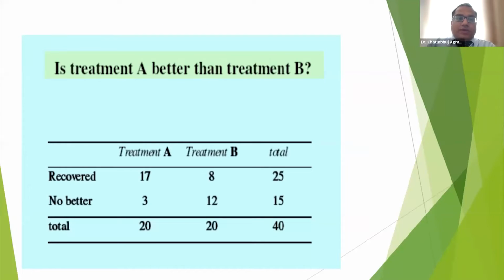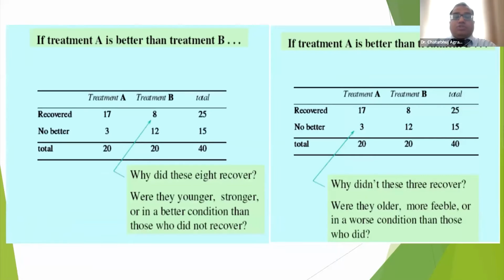Quickly, I will just give you a very simple example of a randomized control trial. Whenever we compare two treatments, is treatment A better than treatment B? If you see, with application of treatment A, 17 people have recovered, and with application of treatment B, only 8 have recovered. What are the common questions which come to our mind when we do a randomized clinical trial? Out of these 8, why did these 8 recover when treatment B was given, when we are assuming that treatment A is obviously better than treatment B? And were they younger, stronger, or in better condition than those who did not recover?